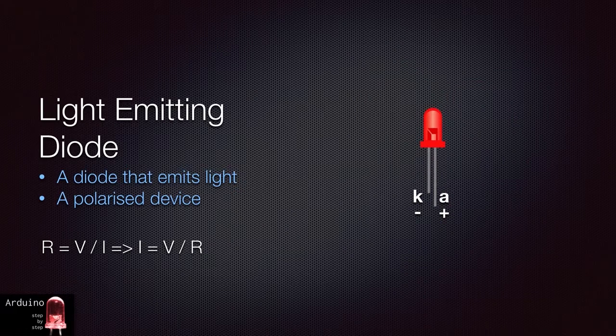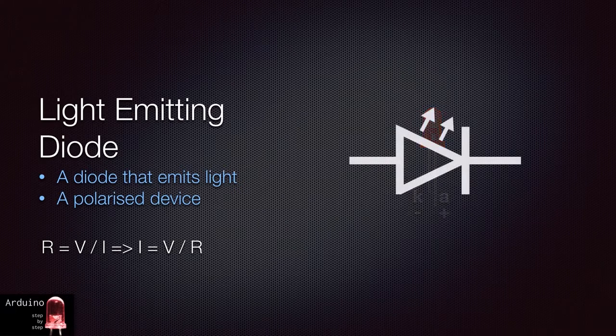Notice that in an LED, there is a short leg and a long leg. The short leg is called the cathode, often noted with a K, and should be connected to the negative voltage. The longer leg is called an anode and noted with an A and should be connected to the positive voltage. Other devices that are polarized and use similar or same terminology are transistors and certain types of capacitors. Symbolically, an LED is depicted like this.